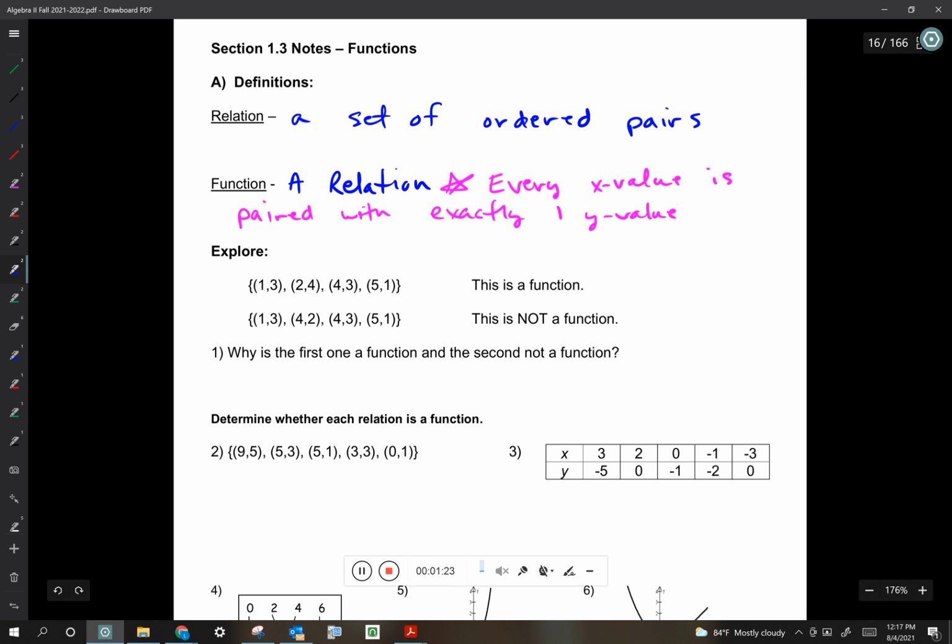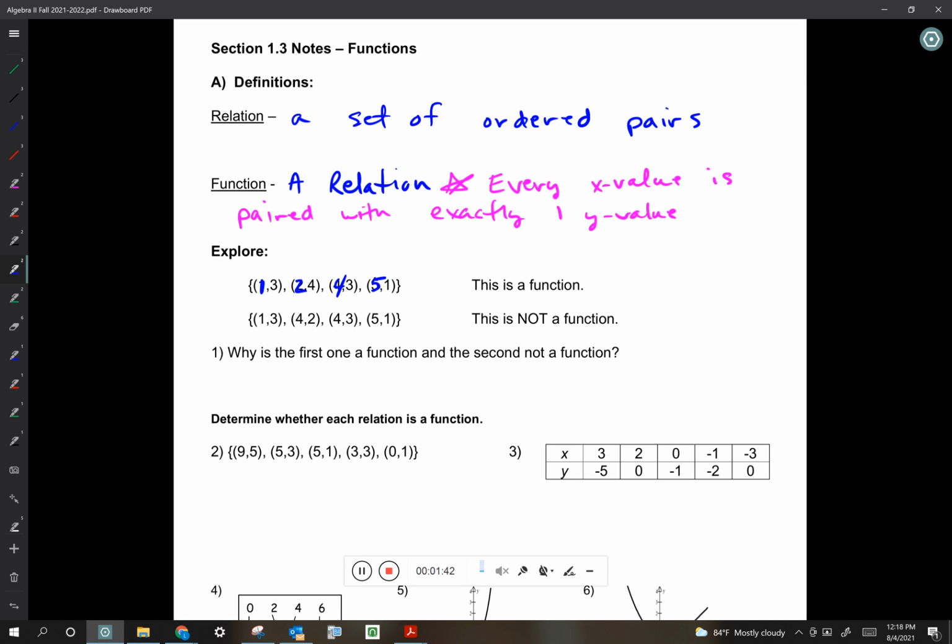So if you look at the first example here, it says this is a function. Notice every x value, the 1, the 2, the 4, and the 5, those are your x values. Each one of those is paired with exactly one y value. So it is a function.